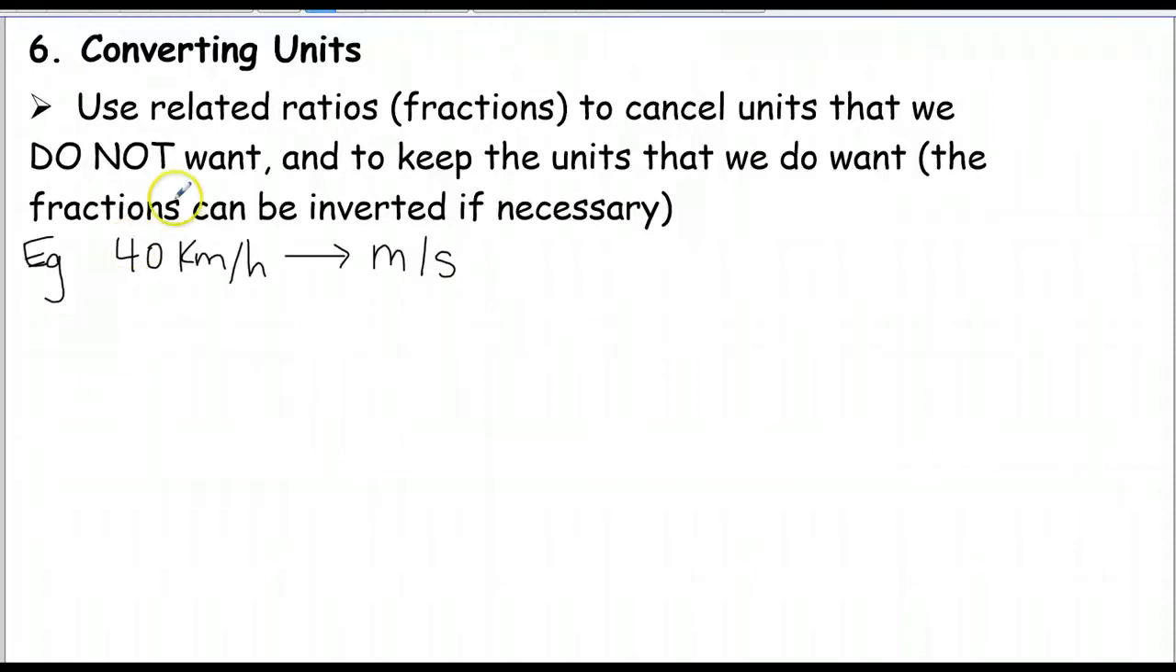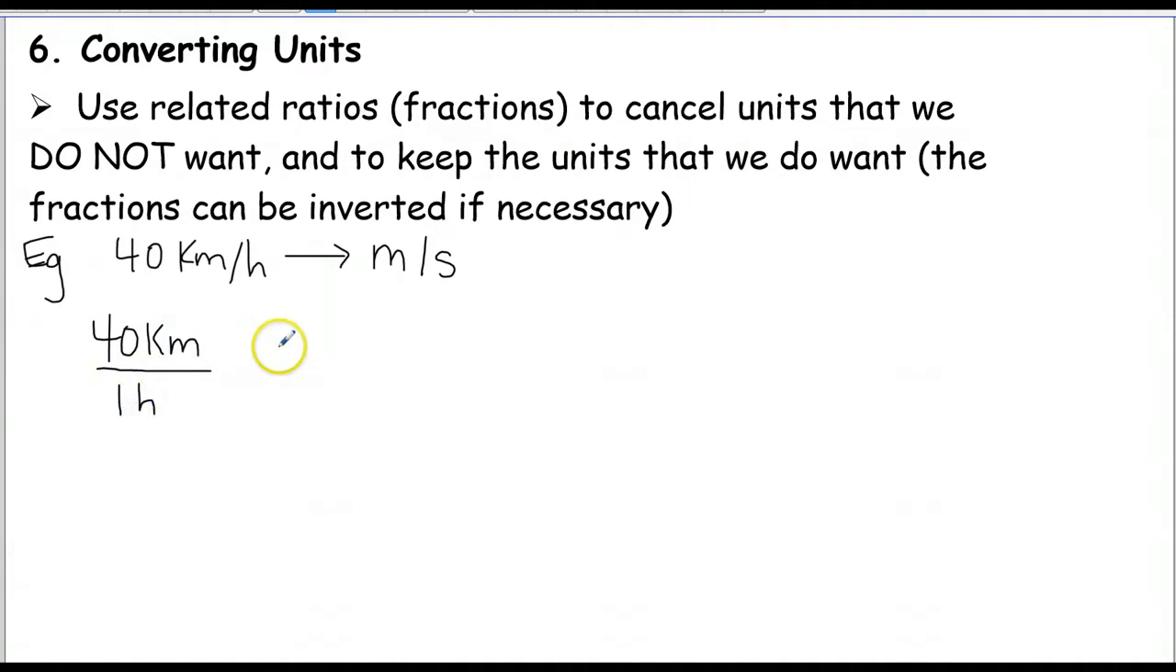How you start is you use related ratios or fractions. Remember, a fraction and a ratio are the same thing. They help cancel out units that we don't want and work towards units that we do want. What we want to do is get rid of our kilometers into meters and our hours into seconds. So we want to think of all the relationships that we know about. These are things that we should know, hopefully. They're not going to be on a formula sheet for you. So here's how you start. You take what you're given, what you're starting with, and you write it as a fraction. So 40 kilometers per hour as a fraction is 40 kilometers over 1 hour.